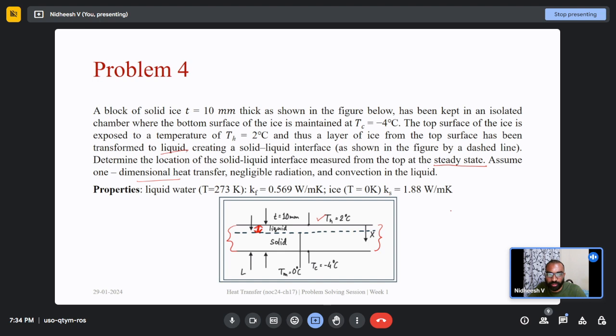Temperature is varying only with respect to, say, if this is x, only x, one dimensional, and it is steady state, which implies change with time is equal to 0. We can neglect radiation, and we can neglect convection for the purposes of this particular calculation, as given in the question. Apart from that, we are given the thermal conductivity of solid ice and liquid water.